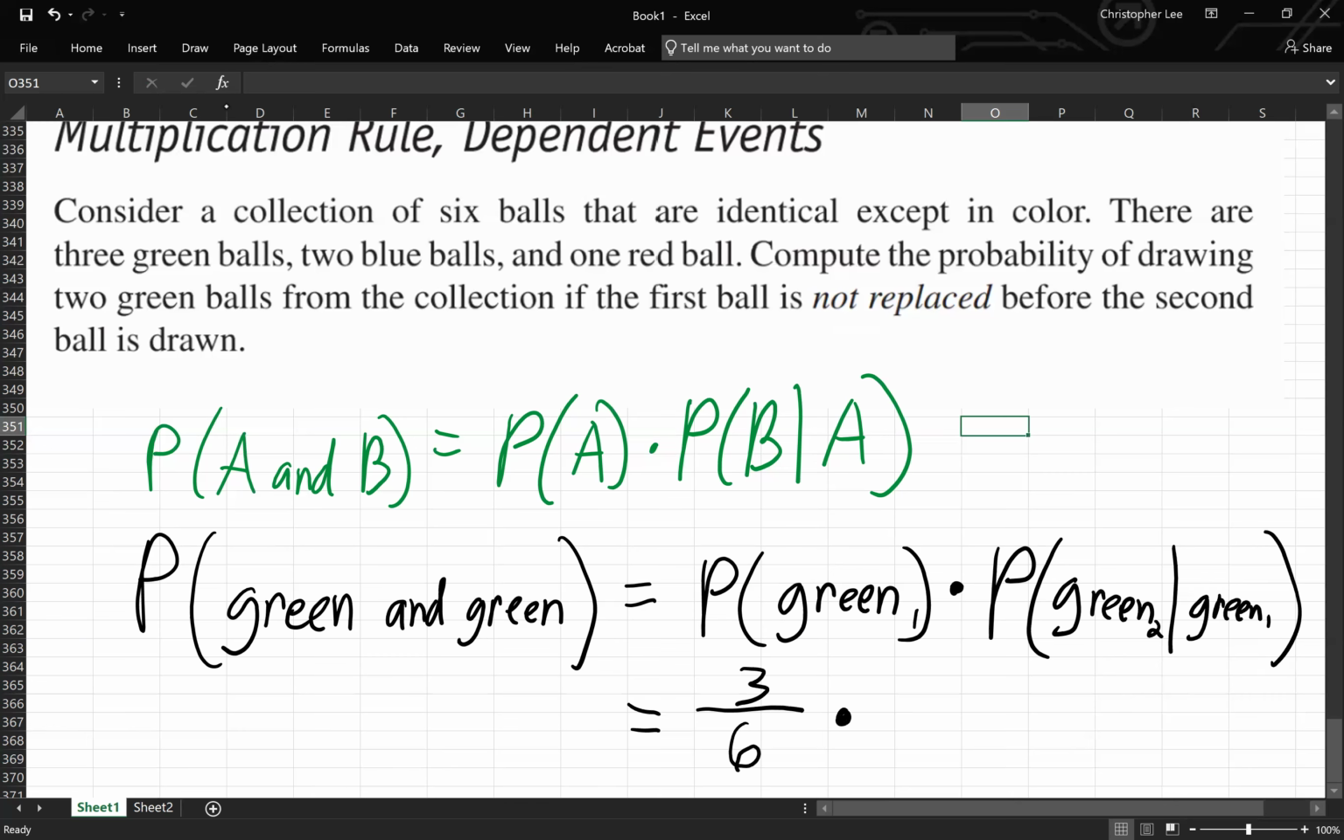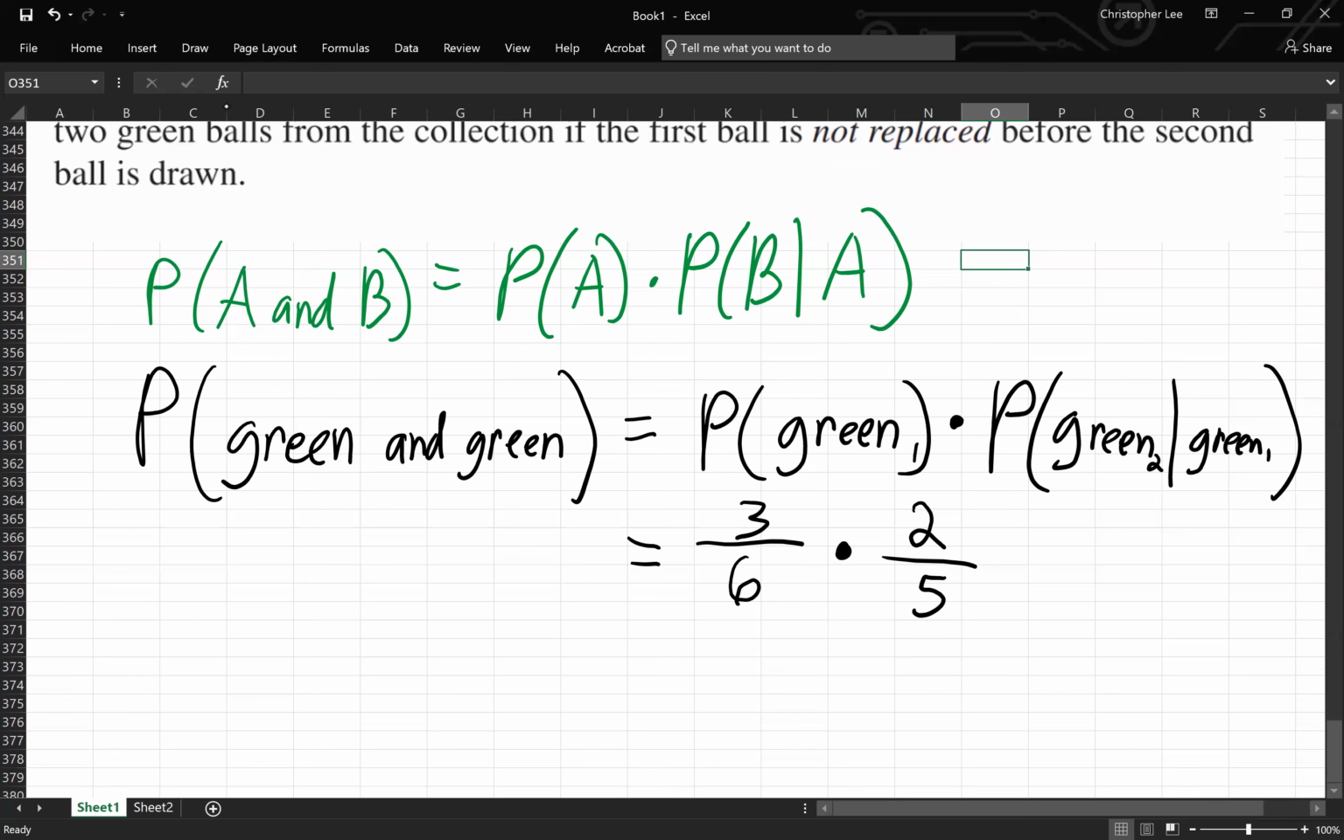Good. Now, I took out 1 green ball. How many green balls are there? 2. Over how many balls are there in total? There's 6 balls in total in the first draw, but in the second draw, how many do I have? 5. I took 1 out. And that's it. The rest of it is just multiplication.